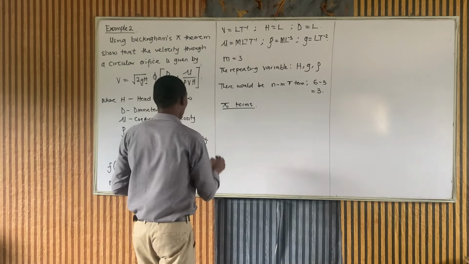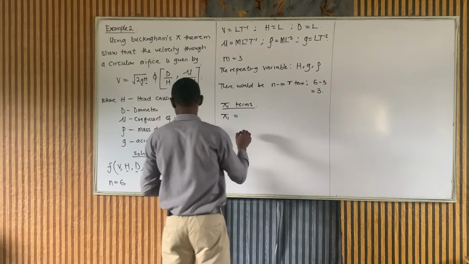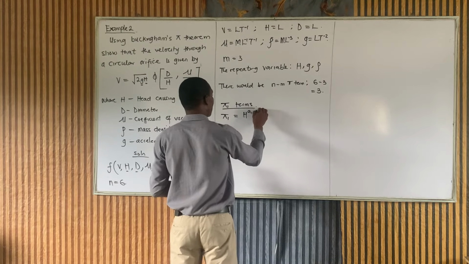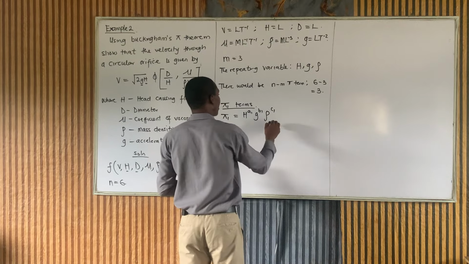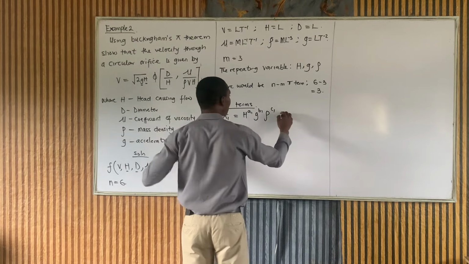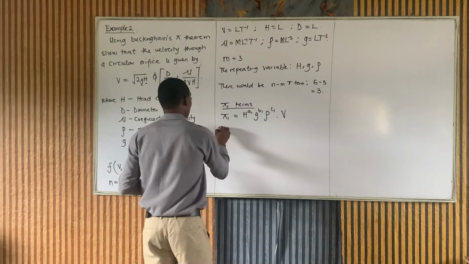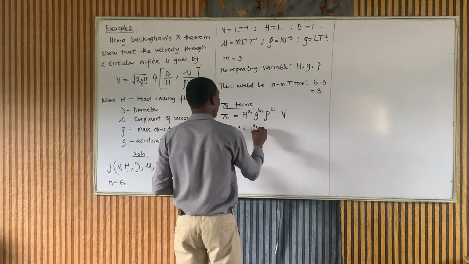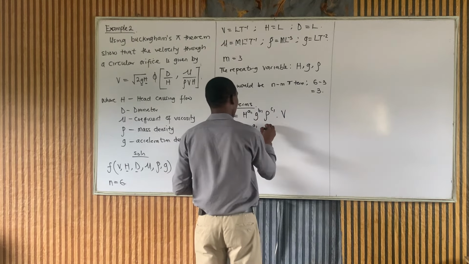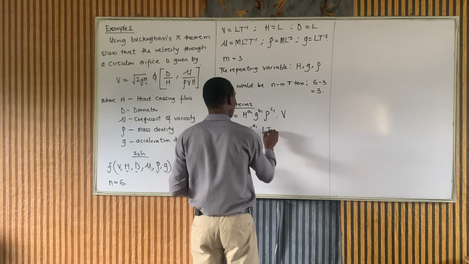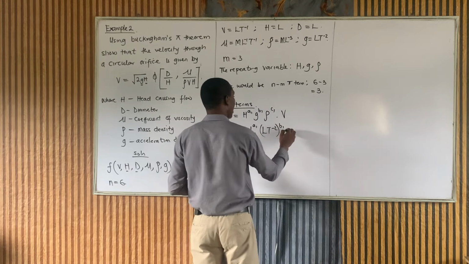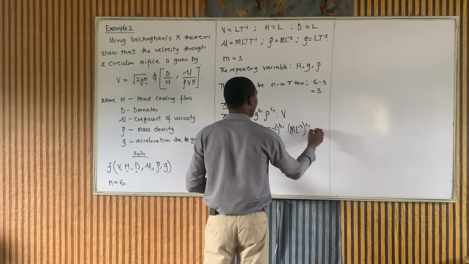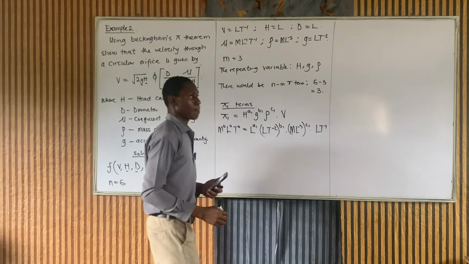So for the pi 1 term, we have that pi 1 is equal to h raised to power a1, g raised to power b1, and density raised to power c1, then times our dependent variable, which is v. Now this is M raised to power 0, L raised to power 0, T raised to power 0 is equal to, this is L raised to power a1, g raised to power b1, and the dimension for g is LT minus 2 raised to power b1, and then density is ML minus 3 raised to power c1, then times velocity LT minus 1. So this is what we have now.